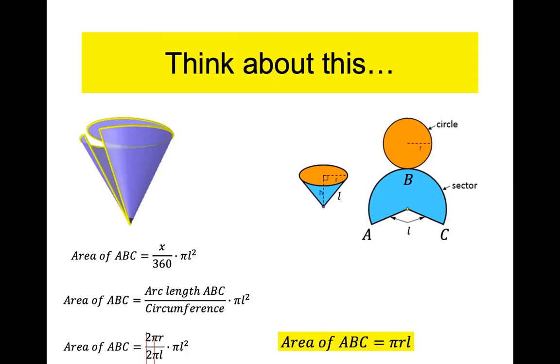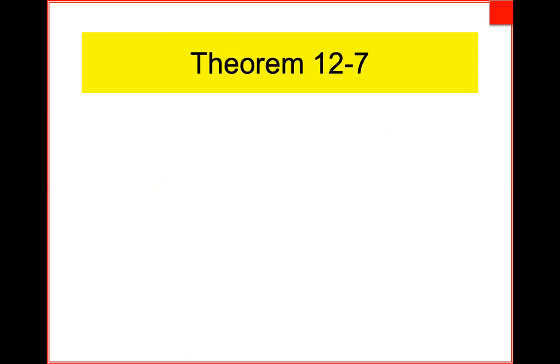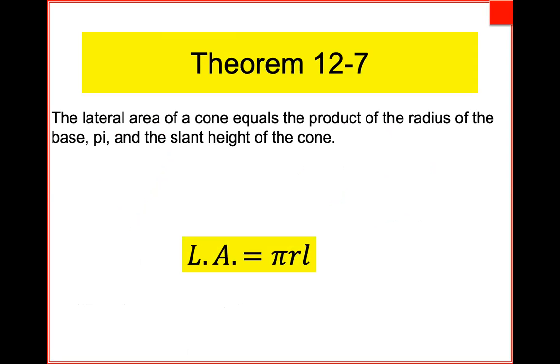Why do we care about that? Because that is the lateral area. The lateral area, the Pac-Man, the blue part, is pi r L. And that is theorem 12.7. So the lateral area of a cone equals the product, that means multiplication, of pi, the base radius, and the slant height of the cone, pi r L.